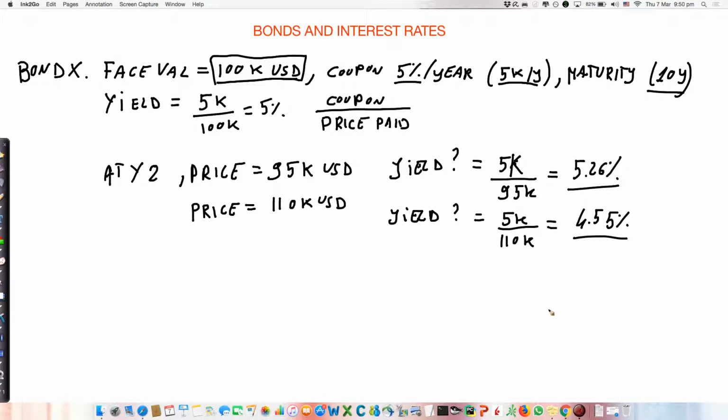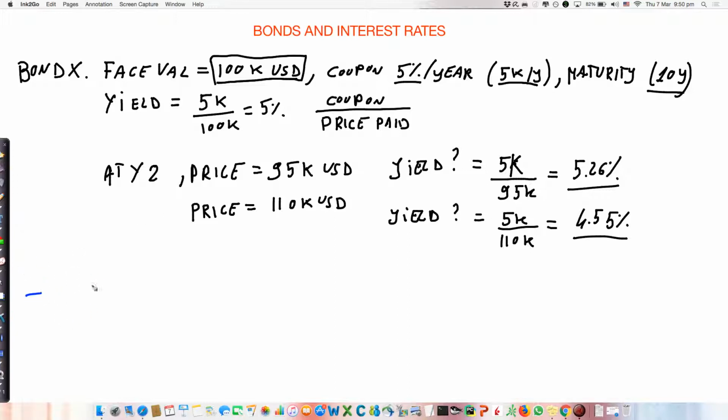Now, there is something else that I mentioned about interest rates. Why? Because let's say that at year 2, what happens at year 2? Let's do this.